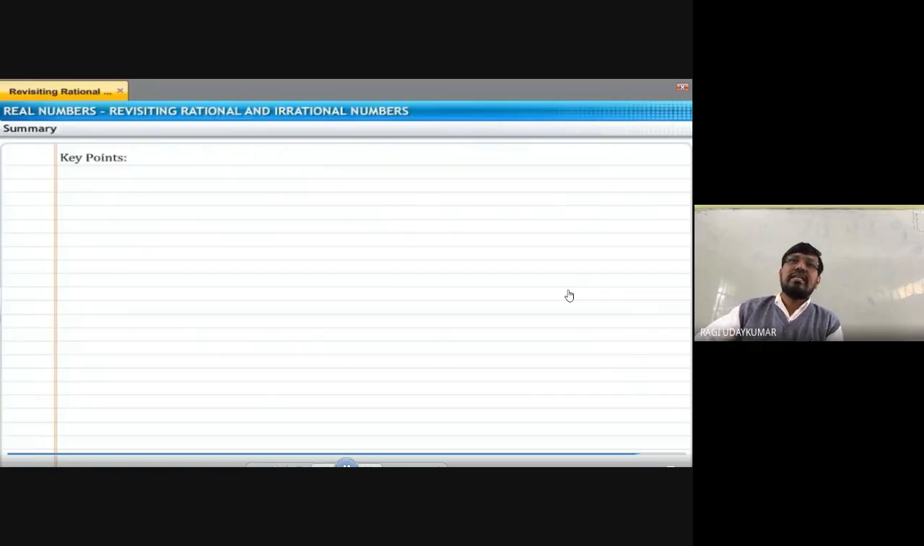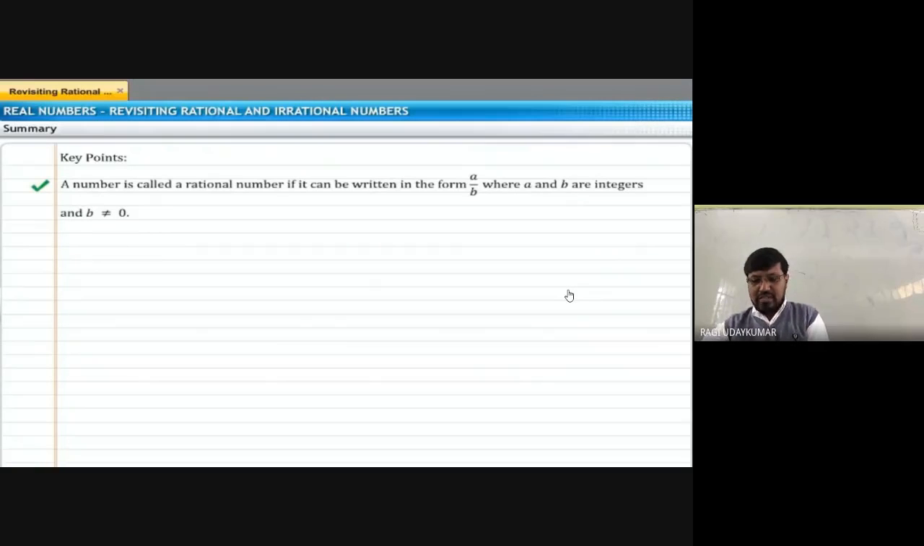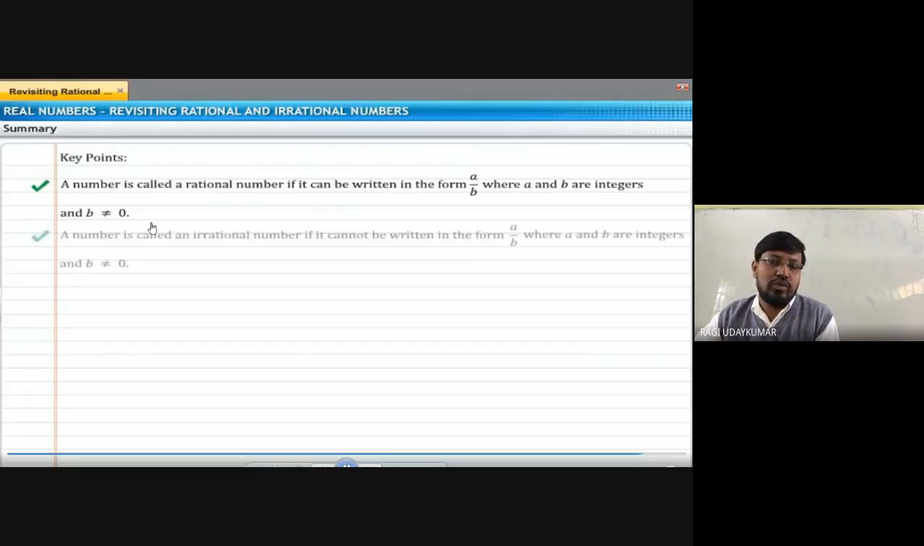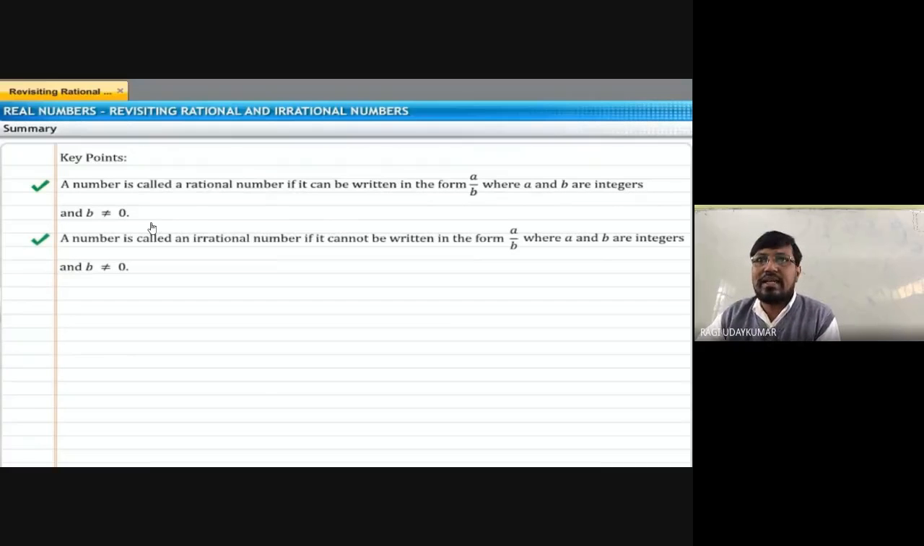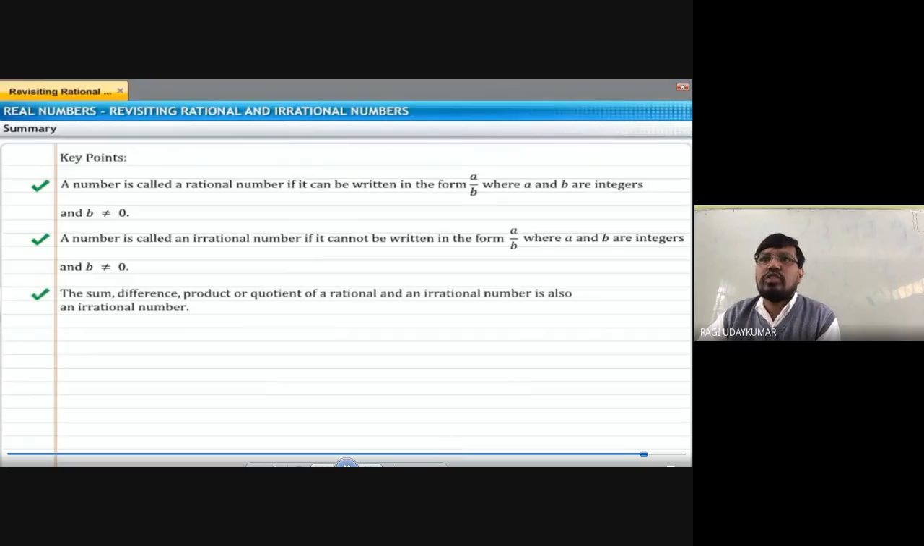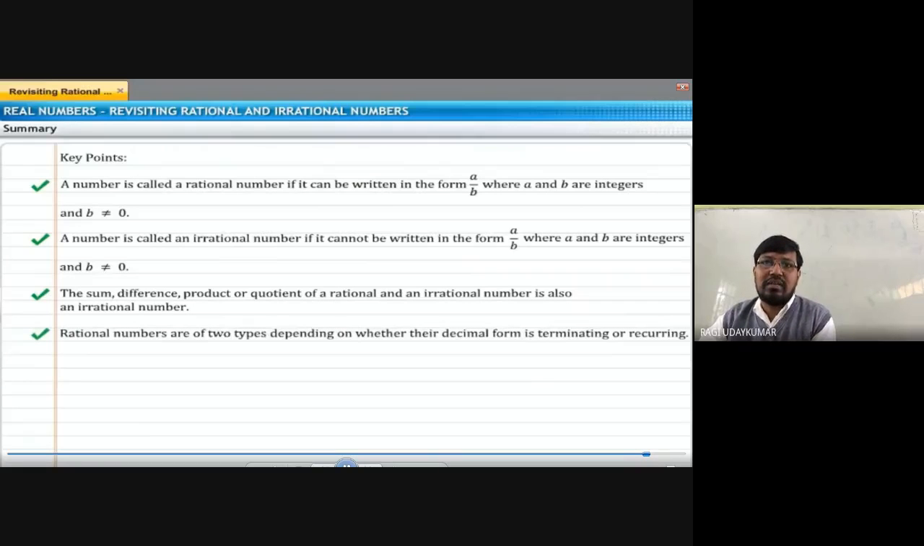So the key points in this chapter on rational and irrational numbers: a number is called a rational number if it is in the form of a by b or p by q, where a and b are integers and b is not equal to 0. P by q also you can say, doesn't matter. A number is called an irrational number if it cannot be written in the form of p by q or a by b. The sum, difference, product and quotient of rational numbers is also a rational number.